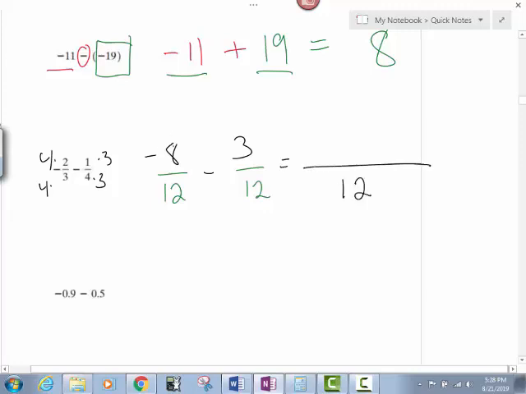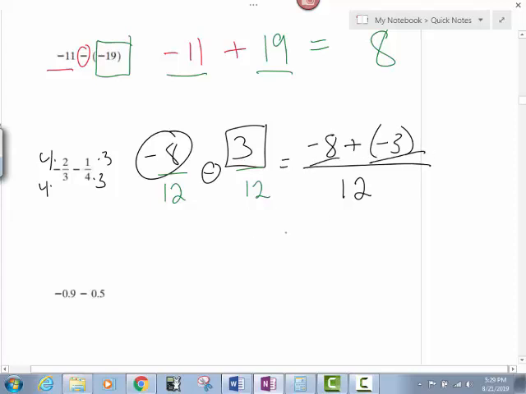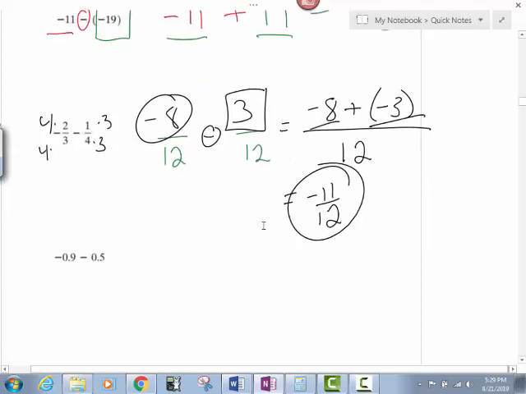Okay. Remember, the first number does not change. I'm going to change that minus sign to a plus. I'm going to find the opposite of this number. Well, the opposite of a positive 3 is a negative 3. So if I owe you $8 and I borrow 3 more, now I owe you 11, and the common denominator is still 12, right?